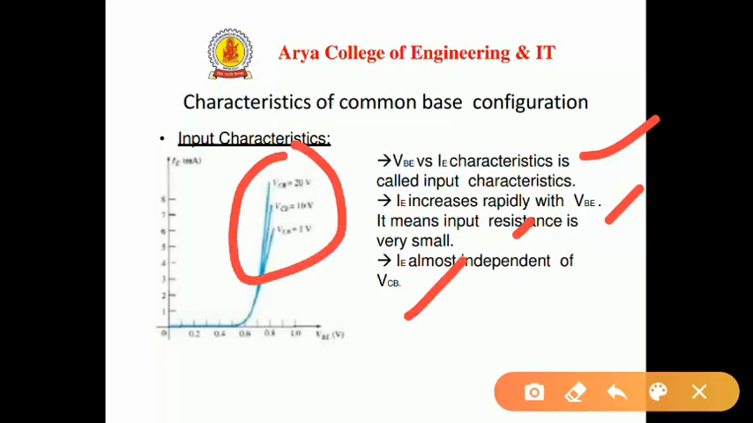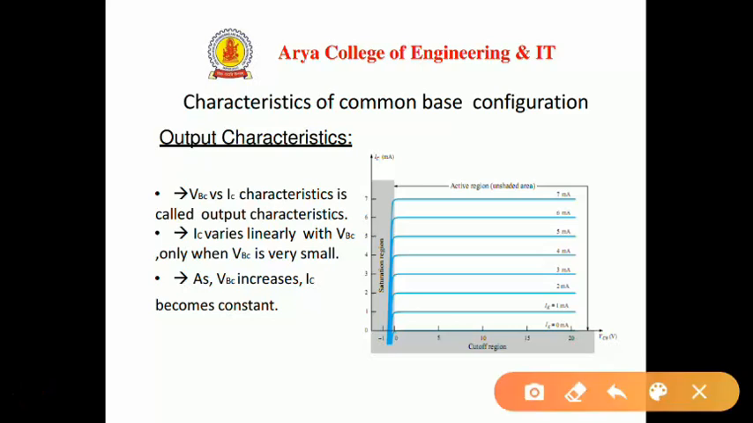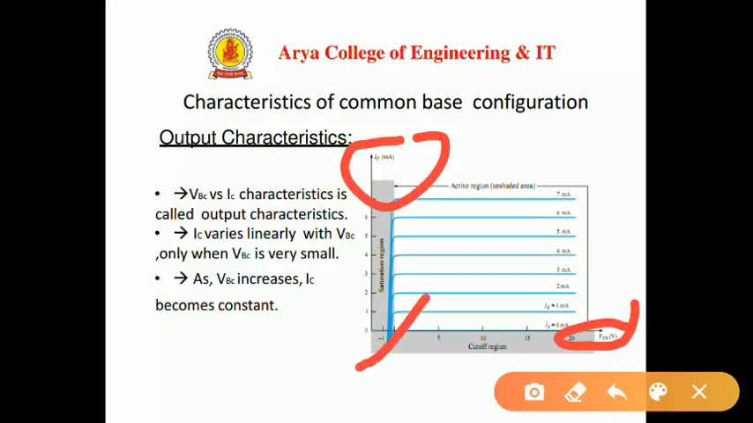The input characteristics is drawn between VBE, the input voltage, and IE, the input current. So that's why it is called input characteristics. And the output characteristics is drawn between VBC, that is output voltage, and IC, that is output current. And it is very clear that for low VBC, IC varies linearly. But as VBC increases, IC becomes constant. So this is the active region, saturation region, and cutoff region.